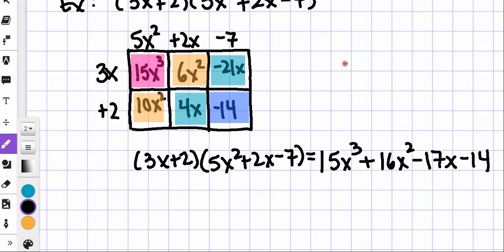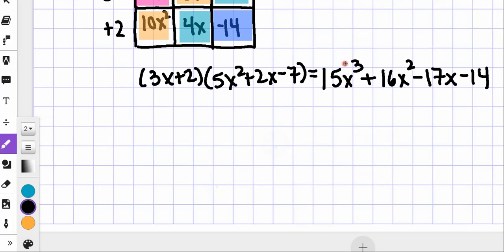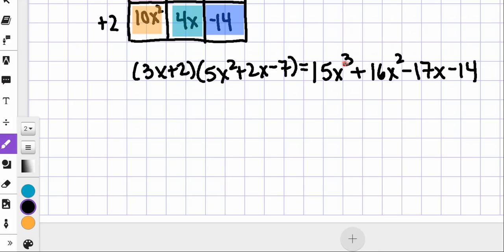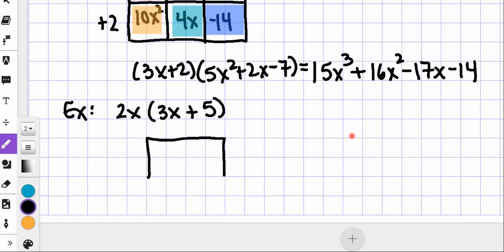I'm going to do one more example. And this example, let's say I have a 2x times 3x plus 5. Now, in this case, this is a monomial, it's one term, and this is a binomial, it's two terms. So I'm going to have a 1 by 2 box, okay? 1 by 2. So I'm going to have 2x, and then I have my 3x plus 5, and then I'm multiplying.